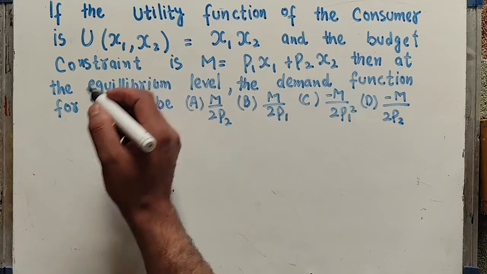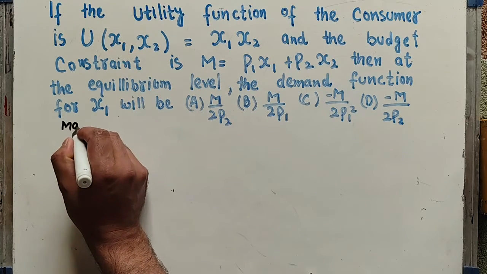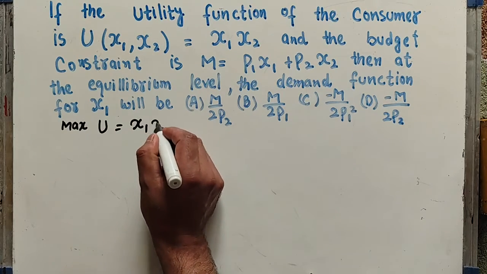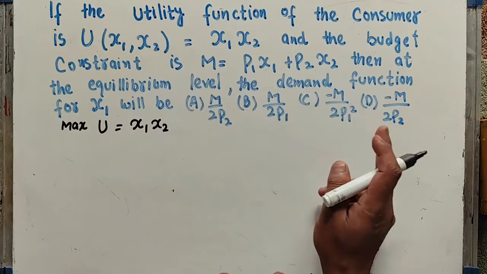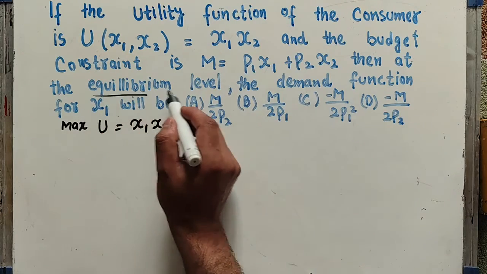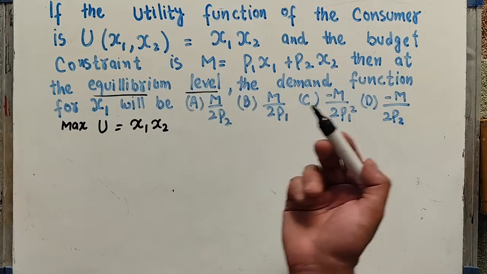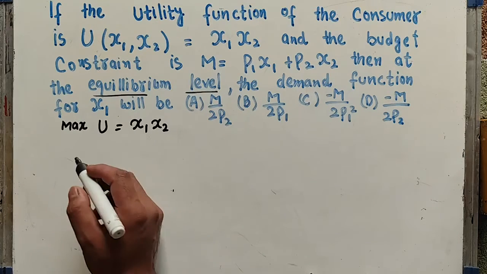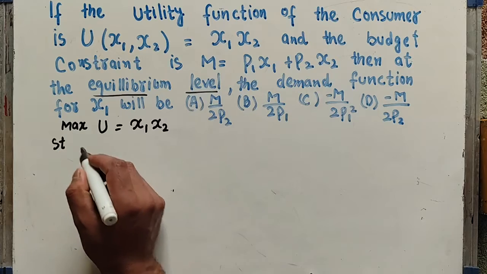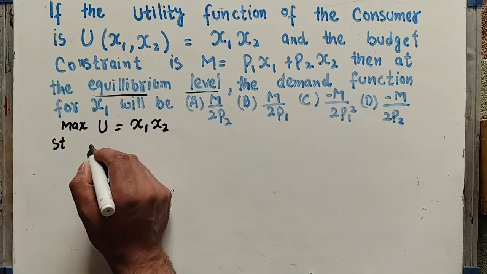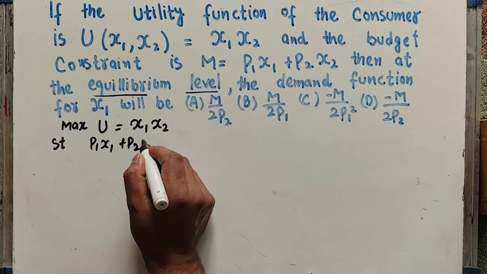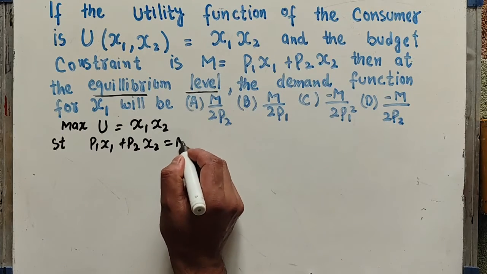Okay, so what we do, we want to maximize the utility function of the consumer, which is equal to x1 times x2. To find out the equilibrium level, the optimal point for x1 and x2, we want to maximize the utility of the consumer subject to the budget constraint. So this is the budget constraint. Let's write it. p1 times x1 plus p2 times x2 should be equal to the income of the consumer.